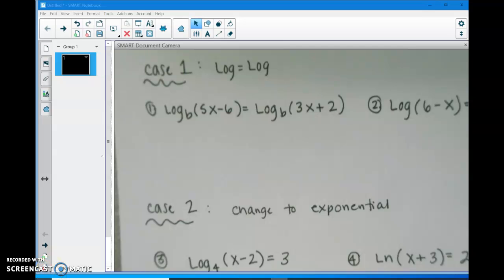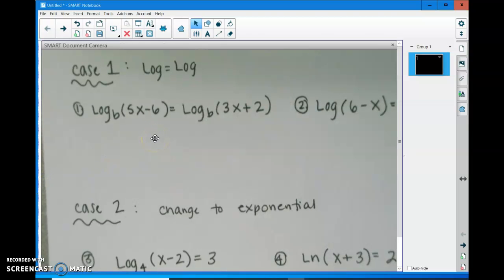Hey guys, in this video we're going to solve log equations. So there's two cases that we're going to talk about. The first one is kind of similar to when we were solving exponential equations. The first example is when you have a log on both sides. Now the base has to be the same.